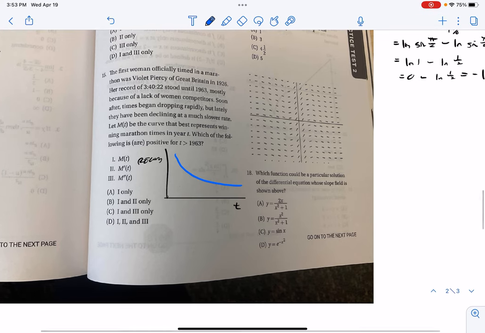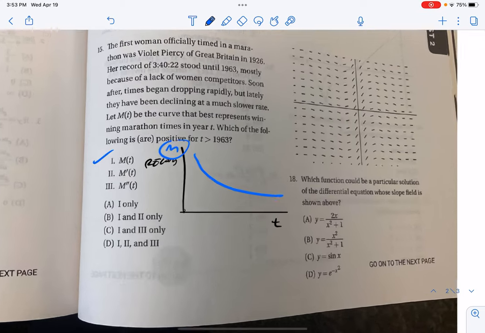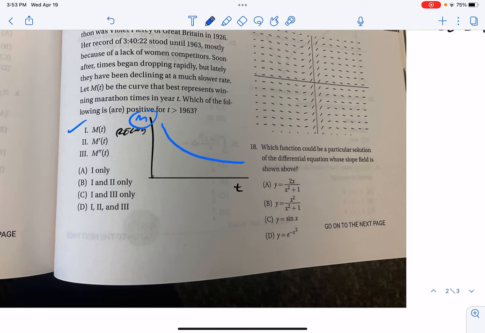And here M is actually the times, so here we're graphing the record time. So which of these are positive? Is M positive? Yeah. The times are positive numbers. Nobody runs a marathon in a negative amount of time. Is M prime positive? No. M prime is negative. This is decreasing. But this graph is smiling. It's concave up, so M double prime is positive. So 1 and 3 are positive. This should be C. So that is it for 1 through 15.